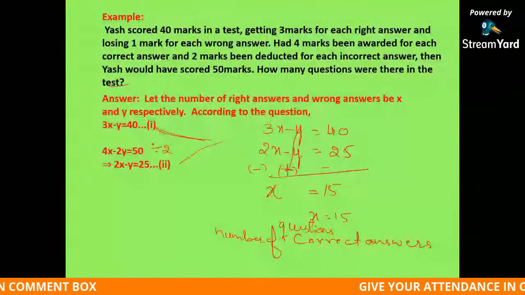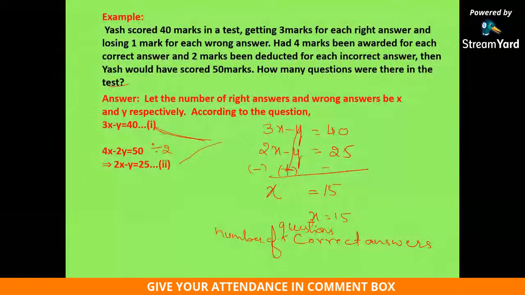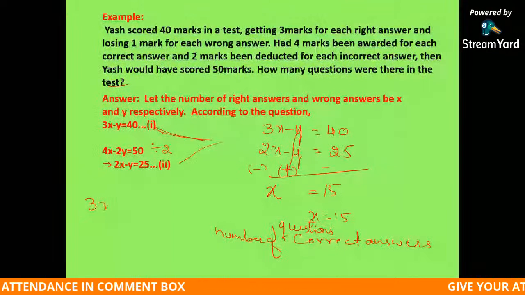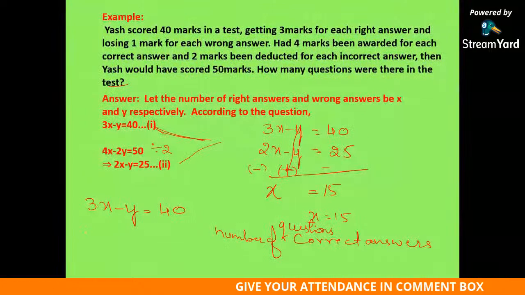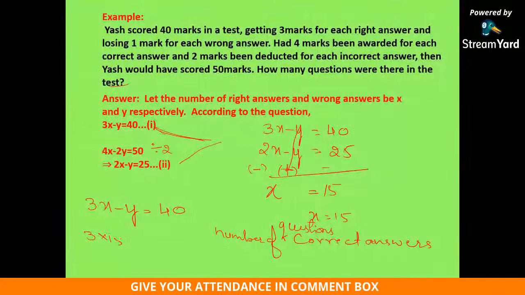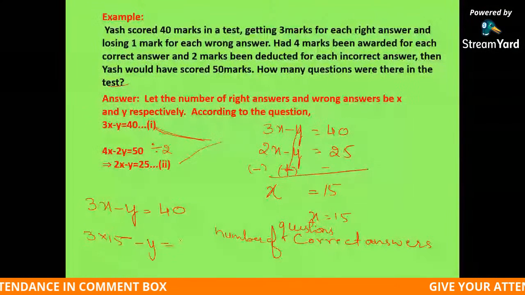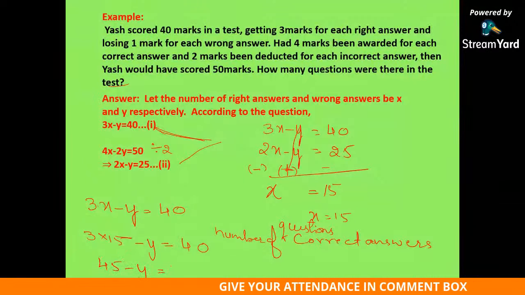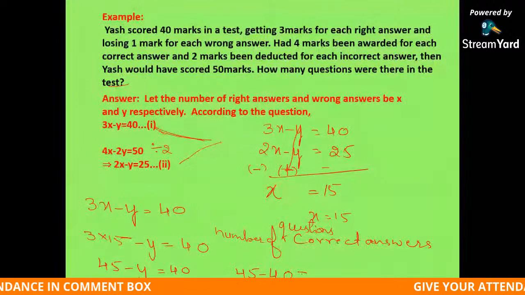Number of questions written correctly. Once you got the number of questions written correctly, then we can go for the number of questions which have done wrong. We will take the first equation, 3x minus y is equal to 40. Suppose 3 into 50 minus y is equal to 40, then 45 minus y is equal to 40, then 45 minus 40 is equal to y.